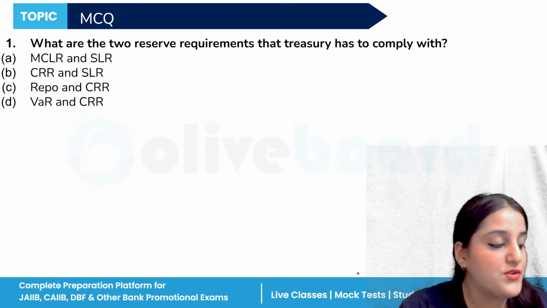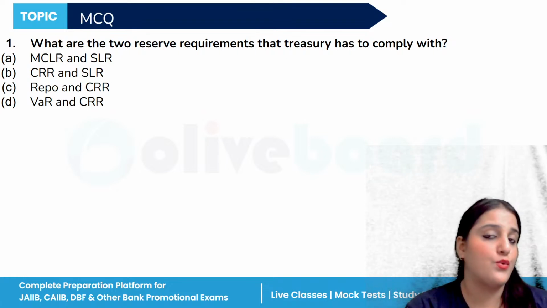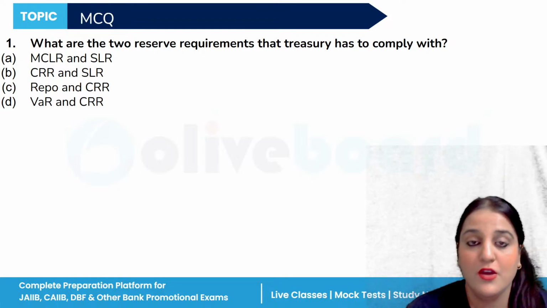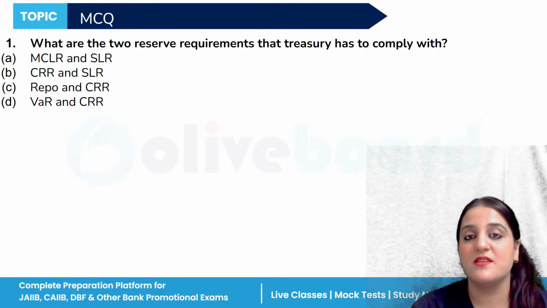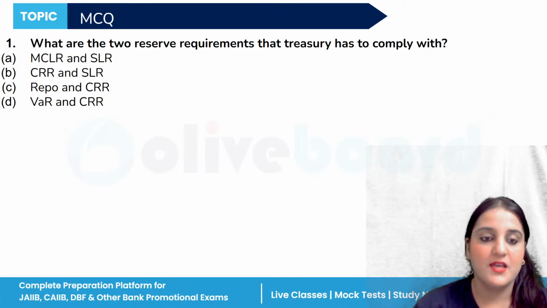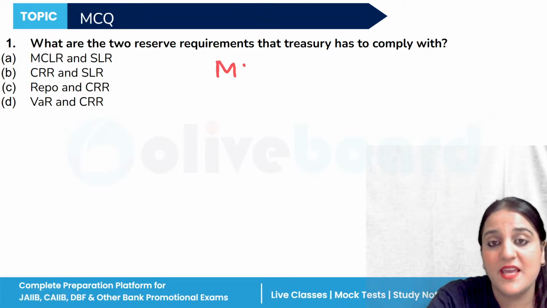For the first question: what are the two reserve requirements that treasury has to comply with? Now for this, let's first understand the meaning of MCLR.